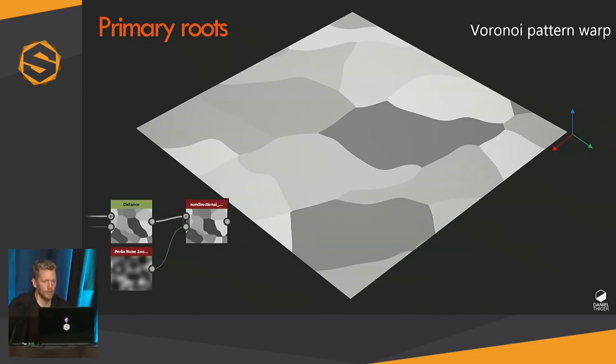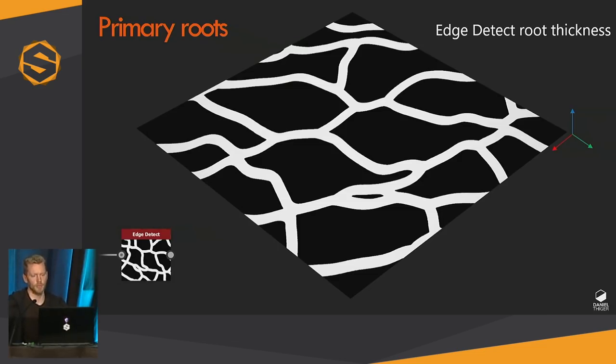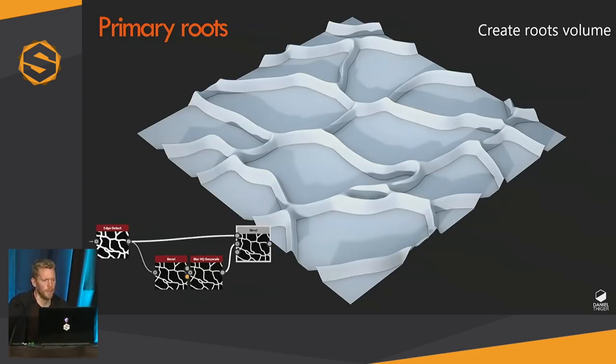I just run this through a warp node to create something a little bit more natural looking. And I think in the next slide here, you can start to see that now we're creating this pattern of these primary roots that cover the whole base, and they divide much like the reference. And with this edge detect node, I can set the thickness, and I can soften out the roundness and that kind of stuff. So to get some volume in here, I'm using a bevel node and a little blur node, and then I'm multiplying my edge detect on top again. I don't want any blurry values in the transition, I just want sharp edges at this point.